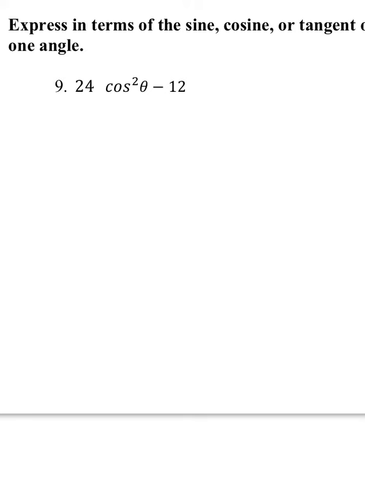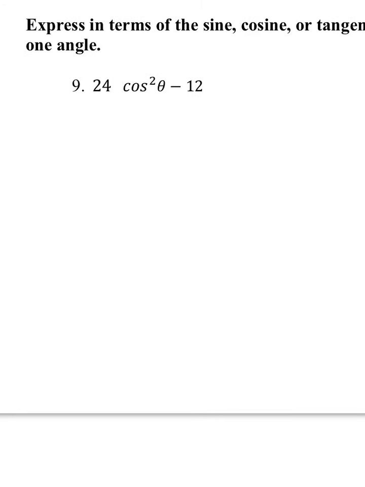Okay, so for problem number 9, we have something that's just a tad more complicated. In this case, we want to express in terms of sine, cosine, or tangent of one angle. If you look at this part right here, it almost looks like a double angle identity, except this is cosine squared theta minus 12. Well, that's not exactly what we're looking for. So what we need to do is factor out the 12 first. So we're going to factor out a 12 from the 24, and a 12 from the 12. So what we end up with is 12 on the outside of the parenthesis.